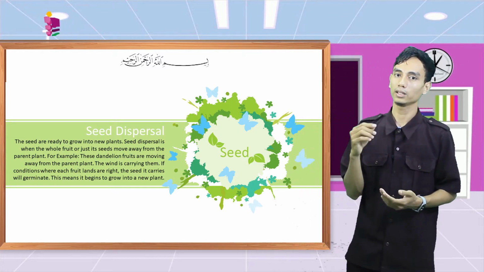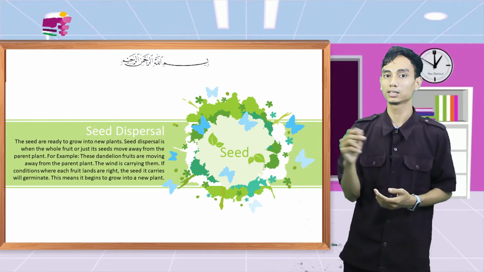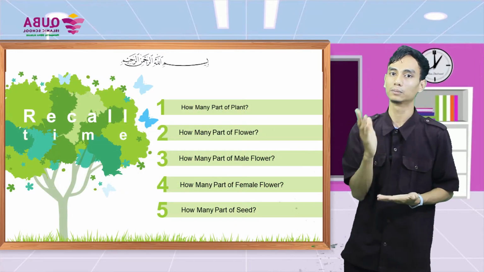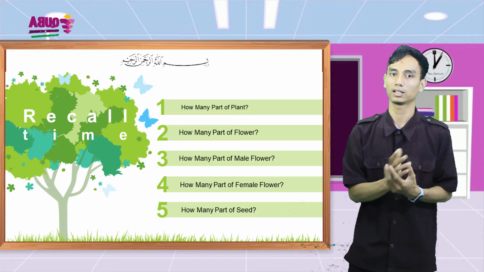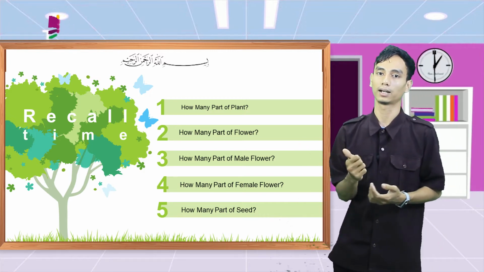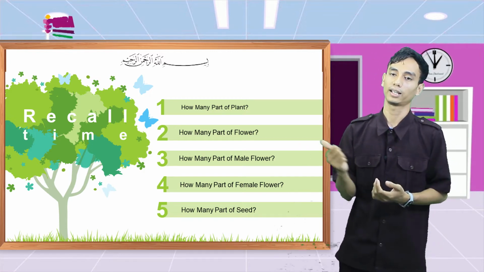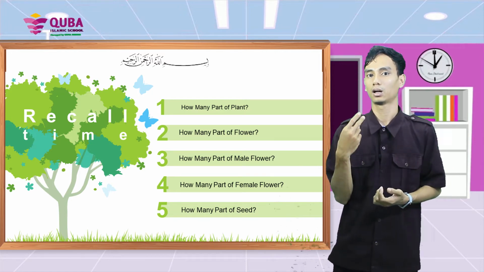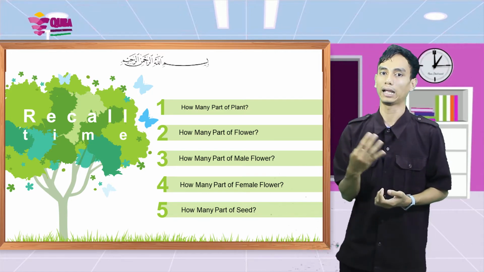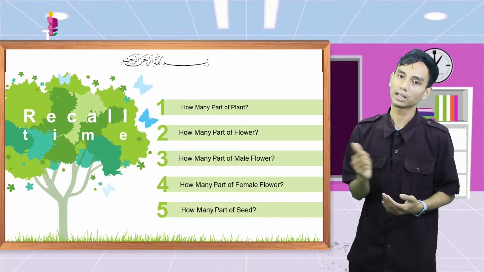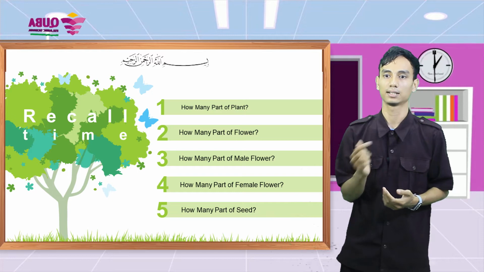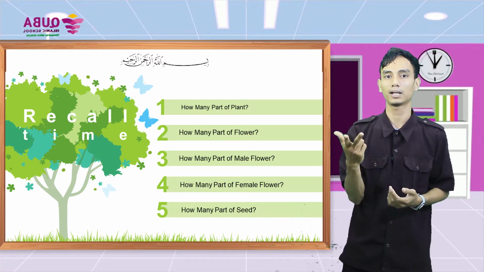Okay, before we start this material, please review the topic, the material from last week. Recall them. Now, how many parts of a plant? Okay, correct. The parts of a plant are root, stem, leaf, fruits, and flower. Okay. How many parts of a flower? Correct. The parts of a flower are stamen, carpel, sepal, and petals.